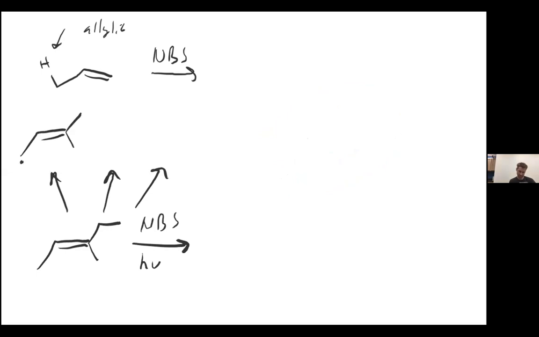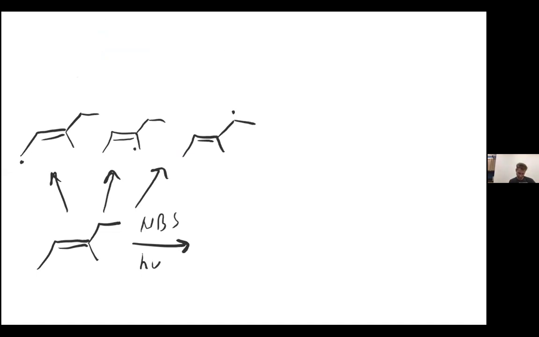We can make one here. We can make one here. And we can make one here. And pretty much anywhere we make a radical is where we're going to get a product. So if there was a radical there, there can be a bromine there in the future. So we can go ahead and just start drawing in products at these positions.